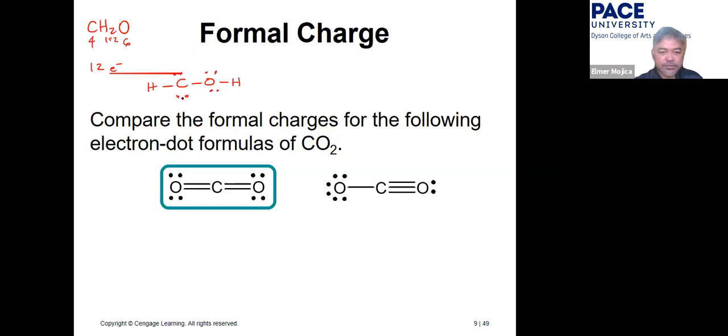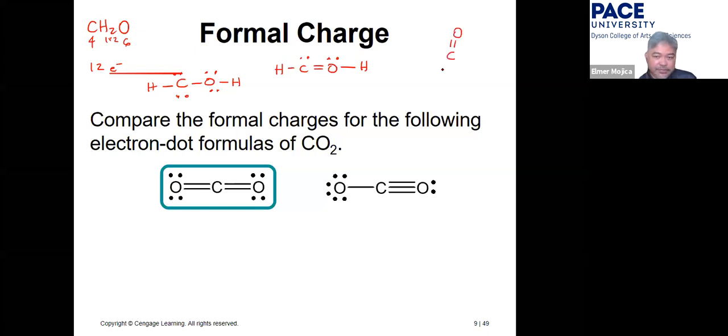So 1, 2, 3, 4, 5, 6. Is this the right one? Or maybe I have to do it like that one. So 1, 2, 3, 4, 5, 6. Or another way of writing it would be maybe this way. You also have 1, 2, 3, 4, 5, 6 times 2, 12. Now the question is, which is the right one?